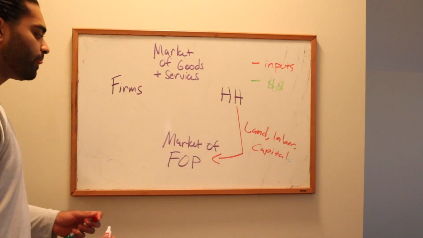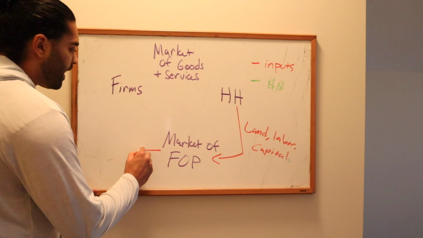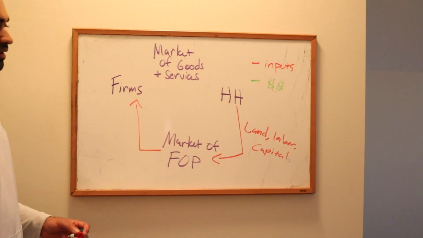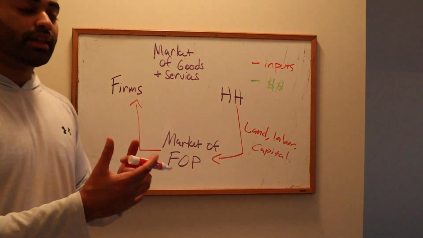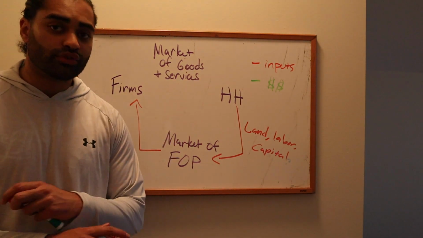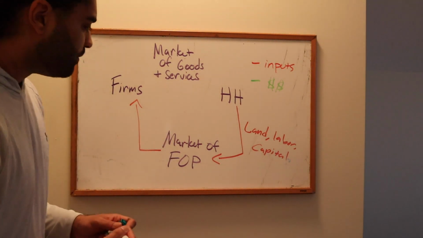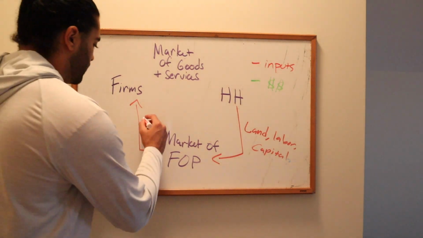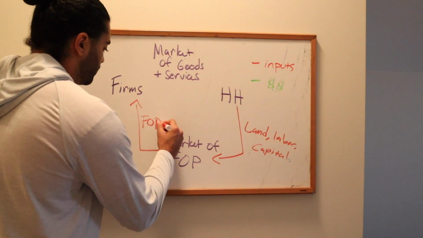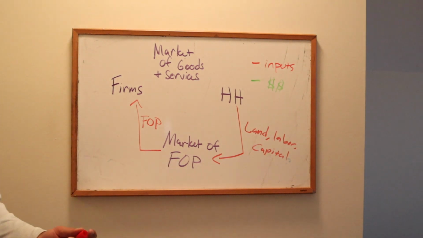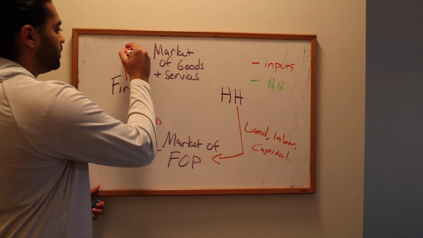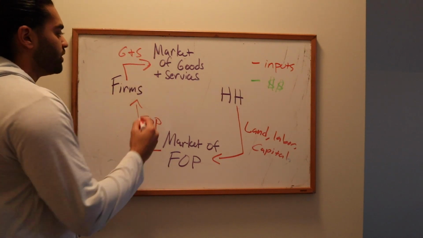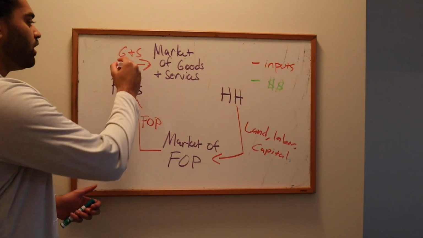Okay, so the next thing, firms. They hire out of this market for factors of production. They need things from this market of factors of production, so land, labor, capital, to produce any of their product, and this goes for any firm. They use the factors of production to produce their final product, and after they produce their final product, they sell. I'm just going to put G and S. So this is goods and services are sold.